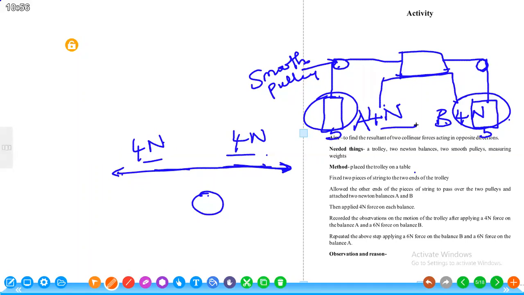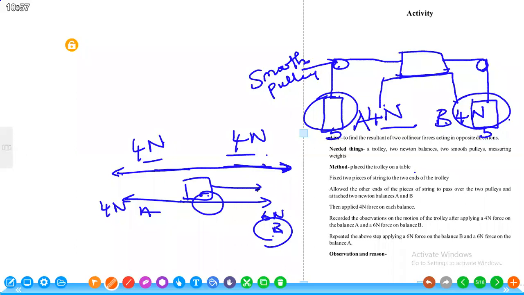In the second activity, there is 4 Newton force on balance A and 6 Newton force acting on balance B. So the trolley moves towards balance B, because the resultant force is in the direction of B.